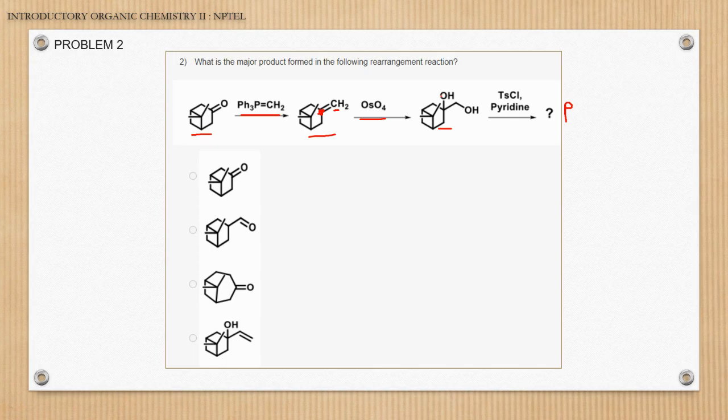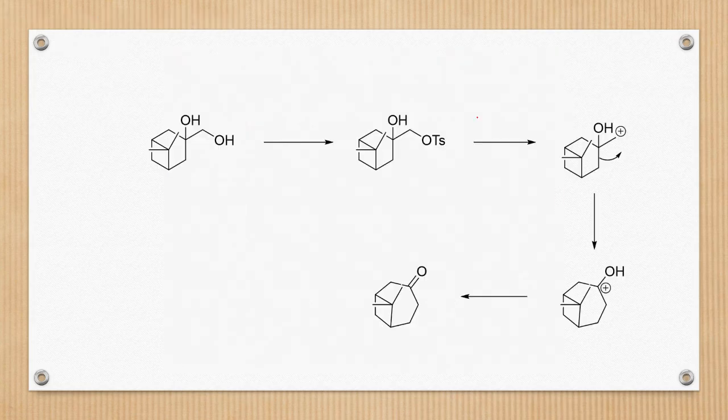Now you have to answer the major product of this rearrangement. So you have to identify this product. They have treated this diol with tosyl chloride and pyridine. So when you treat this with tosyl chloride and pyridine, what will happen? The OH gets protected by the tosyl group. The tosyl group is nothing but para-toluenesulfonyl chloride. So it is a protecting group.